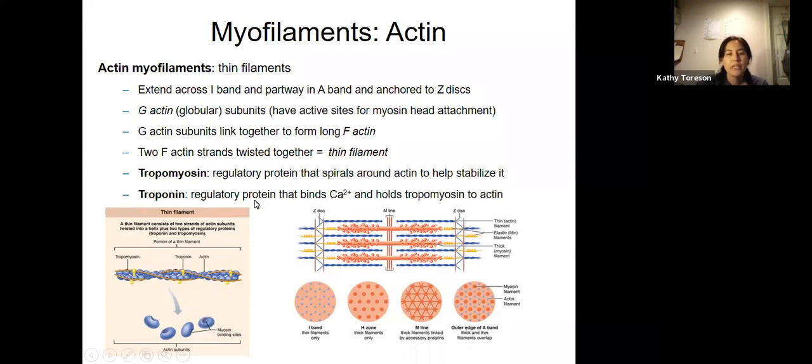So troponin itself is a regulatory protein that helps regulate or helps bind tropomyosin to actin, and it also will bind calcium. And I'm bringing that up because we didn't talk too much last week about calcium, so I want to make sure I talk about it today.